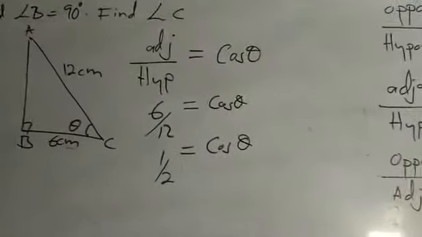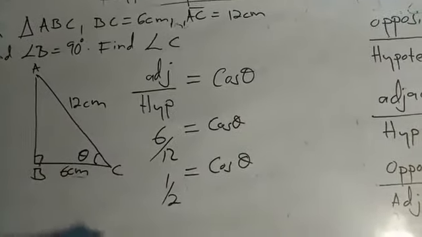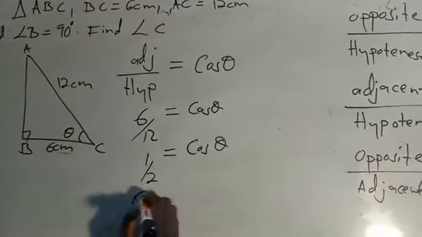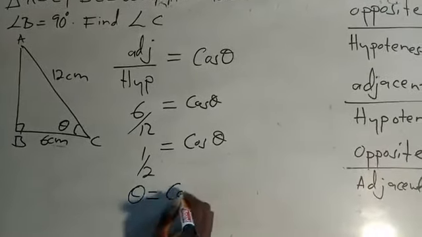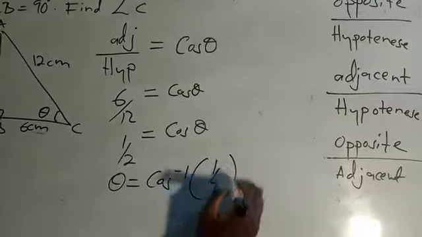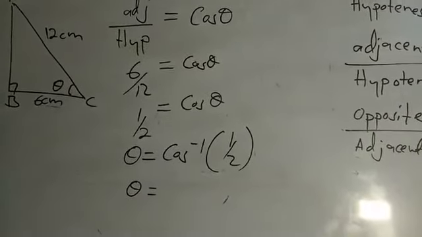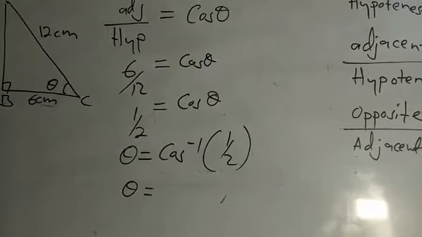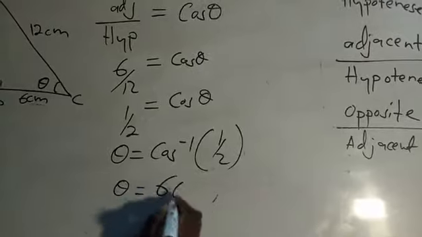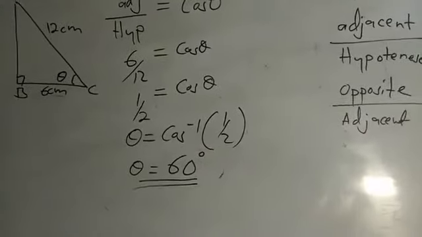But they want us to find this theta. So we shall say theta is going to equal cos inverse of a half, and if we get cos inverse of a half, it will be equal to 60 degrees. If you use your calculator, you get 60 degrees.